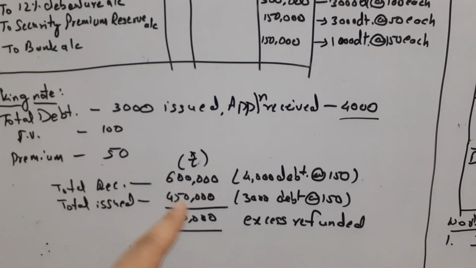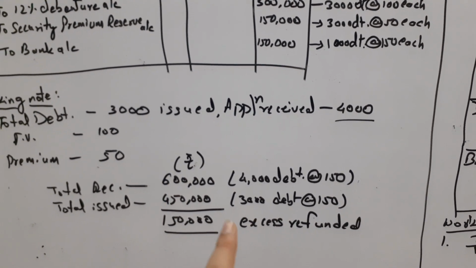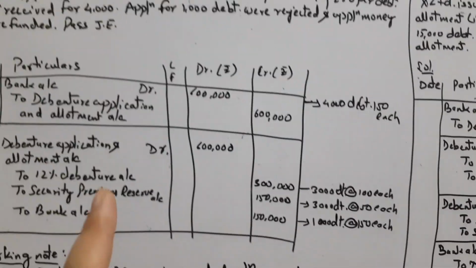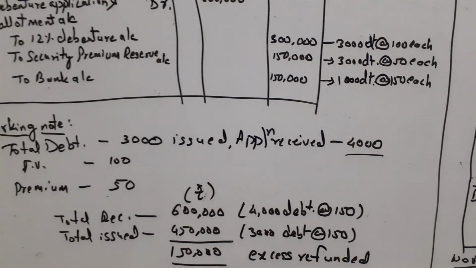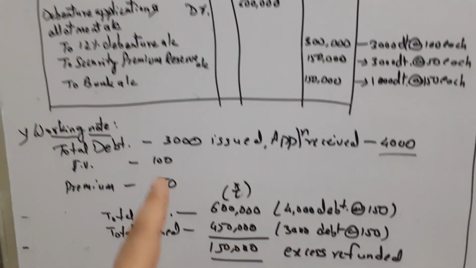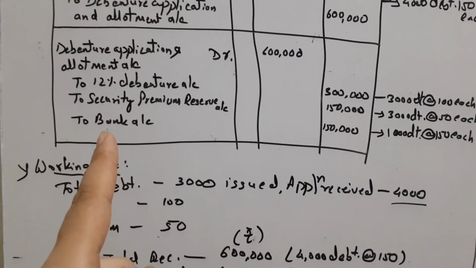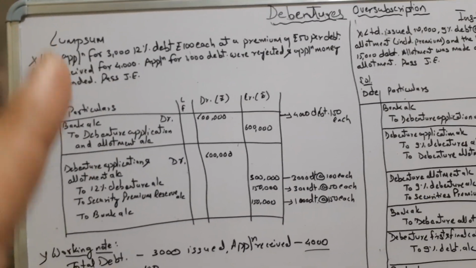So when you deduct 4,50,000 from the 6 lakh, you will get 1,50,000, which is your excess amount. The question says that application for 1000 debentures were rejected. So this 1,50,000 will be rejected and refunded. Therefore, bank account has been credited in the second entry. So this is how the question is solved when it is asked for the lump sum.